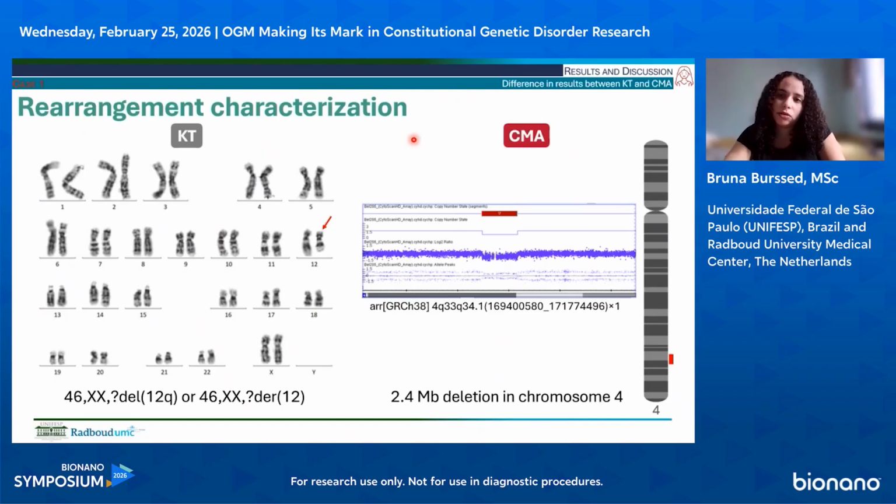Then when we performed chromosomal microarray analysis, we saw a 2.4 megabase deletion in the long arm of chromosome 4 and no alteration in chromosome 12. The difference between the results of these 2 techniques is what made us continue the investigation and perform optical genome mapping.